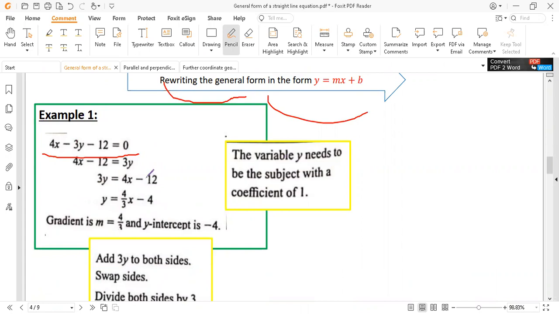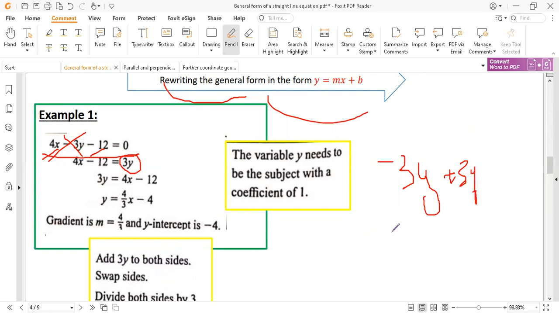So normally in this example, we have 4x minus 3y minus 12 equal to 0. The subject here is y, the term with y. So normally we isolate it. How? We move it to one side of the equal. So we keep 4x and minus 12 in the left-hand side, and we add 3y to get rid of minus 3y. Okay? Because we have a minus 3y. To get rid of minus 3y, we add 3y.